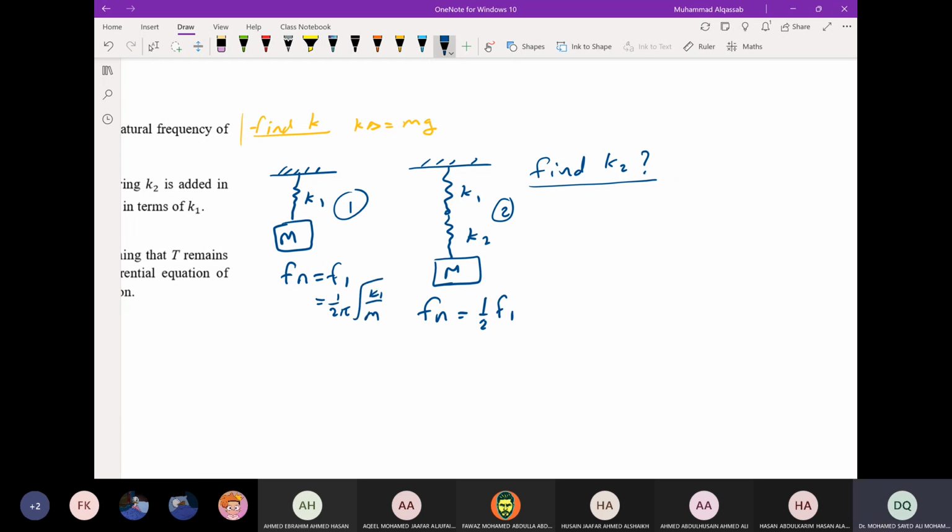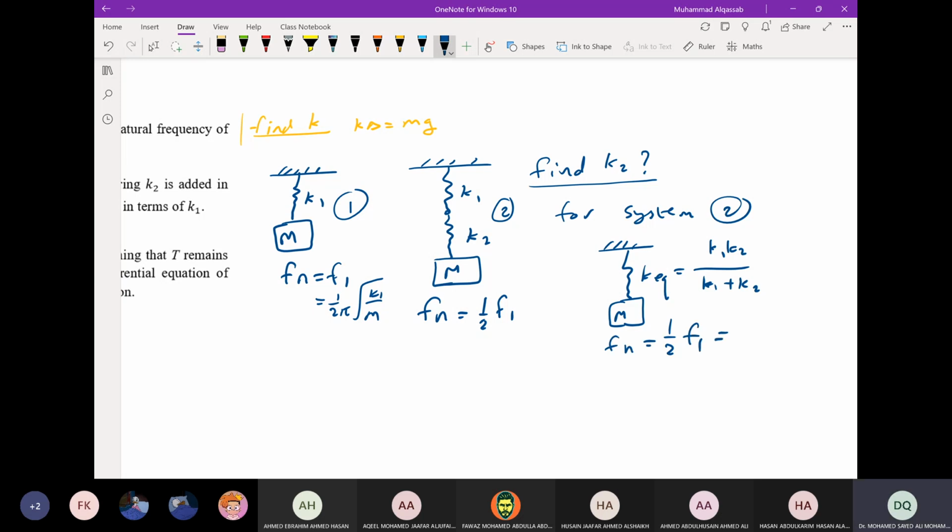Okay. For the second system, we need to get an equivalent system because we have two springs in series. So for system 2, you need to get K equivalent, with the same mass. K equivalent is K1 K2 divided by K1 plus K2, because those two springs are in series. Therefore, the natural frequency is now the equivalent system's natural frequency.